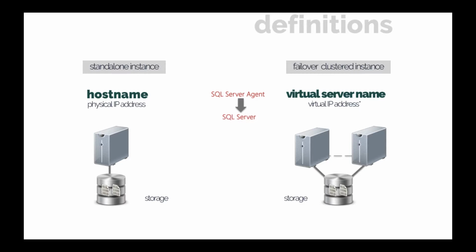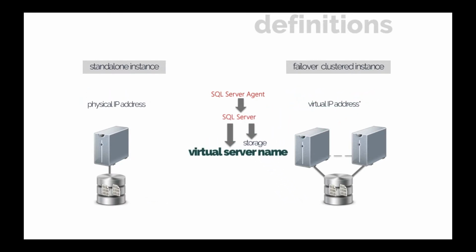In a failover clustered instance, the SQL Server service or resource is dependent on both the shared storage and the virtual server name, which means in order for me to bring the SQL Server service online, the shared storage has to be online and the virtual server name has also to be brought online. If any of these two, the virtual server name or the storage, isn't available, I won't be able to start my SQL Server service. Now, the virtual server name is dependent on the virtual IP address, which means if I need to bring the virtual server name online, I first need to bring the virtual IP address online.